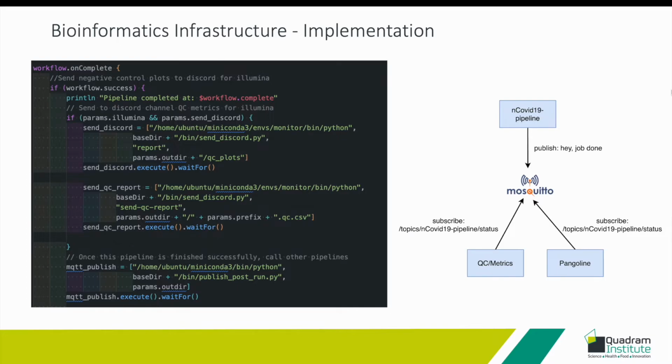By including some Python helper scripts into the workflow on complete functions, we were able to make the pipelines talk to each other. For example, once the workflow completes successfully, it will send plots of sample quality and summary reports to the Discord server where our working members were waiting to instantly read them. It also sent a finished status to other pipelines to automatically kick off.